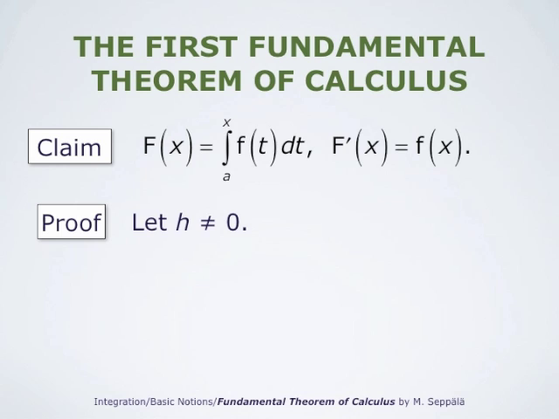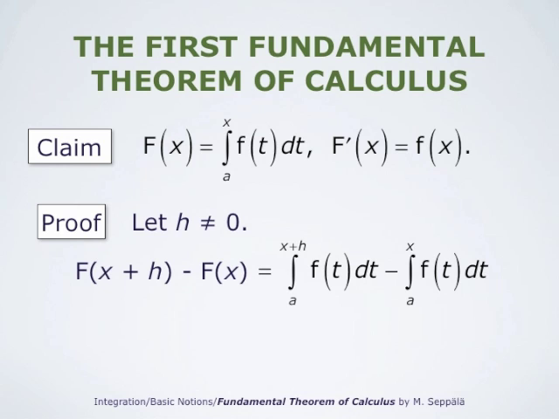So we compute the derivative. Let h be different from 0, and we consider the change F(x+h) minus F(x). This is the numerator in the expression whose limit is then the derivative as h goes to 0. So this F(x+h) minus F(x) is, by definition of the function capital F, the integral from a to x+h of f(t) dt minus the integral from a to x of f(t) dt. But these two integrals can be combined by the properties of integrals into one single integral. It is the integral from x to x+h of f(t) dt.